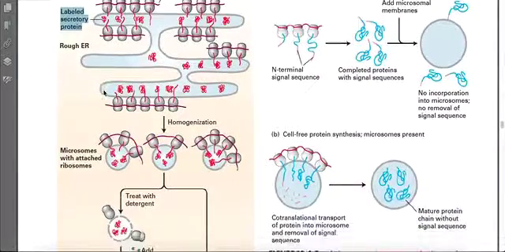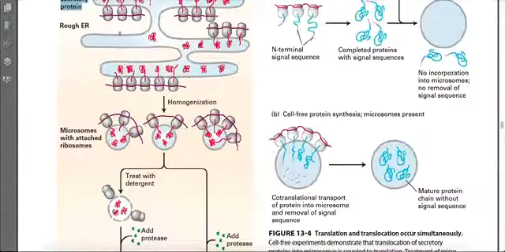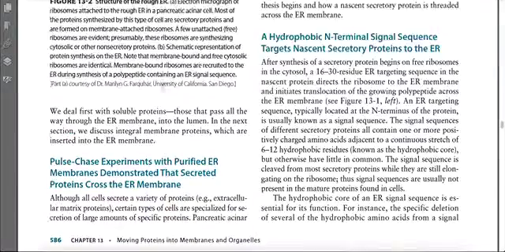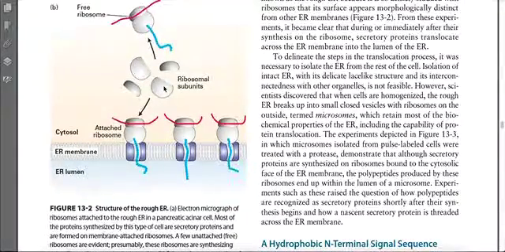Once this protein is radiolabeled, now this ER is homogenized. Why is this homogenized? Because it is very tough to isolate intact ER. It is well written in the text also. You can have a look on the page where it is given that to delineate the step of the translocation process, it was necessary to isolate ER from the rest of the cell. The isolation of the intact ER, which is a delicate lace-like structure, and its interconnectedness with the organelle is not feasible.